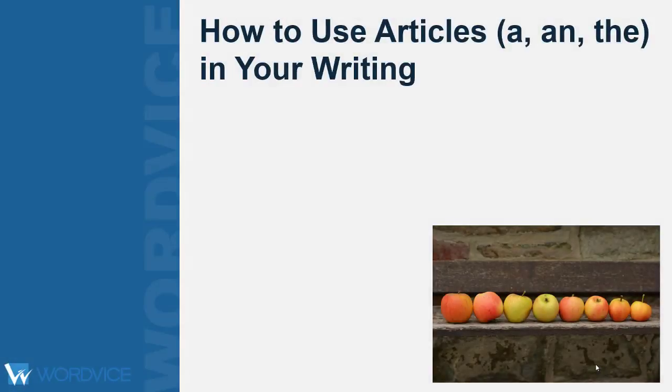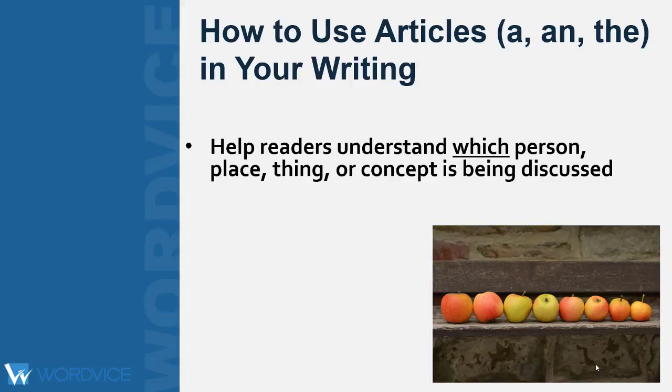The articles a, an, and the are constantly used in both everyday speaking and writing, as well as academic writing. They function as limiting adjectives that help readers understand which person, place, thing, or concept is being discussed. Native usage of these articles develops as a result of extensive reading, writing, observation, and speaking in natural contexts. However, academic writing can be somewhat idiosyncratic and therefore difficult even for native speakers to master.